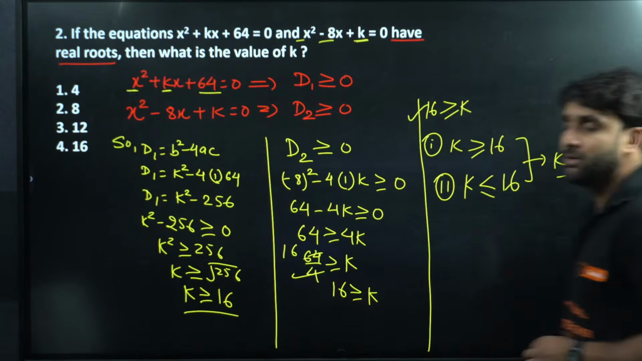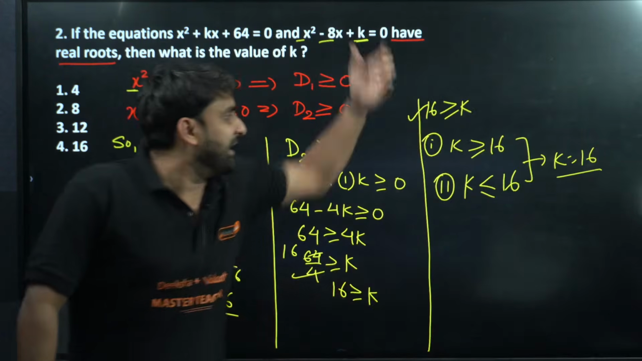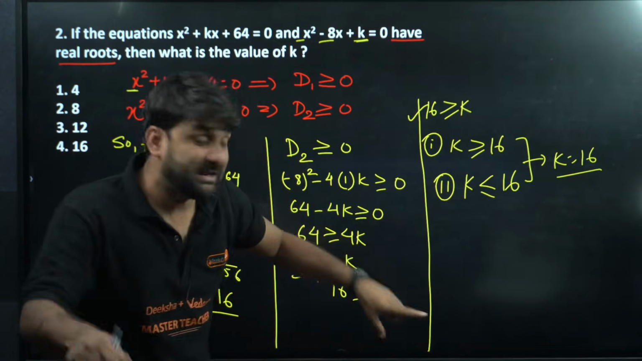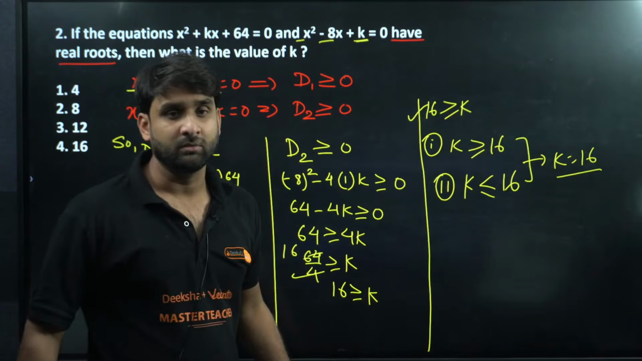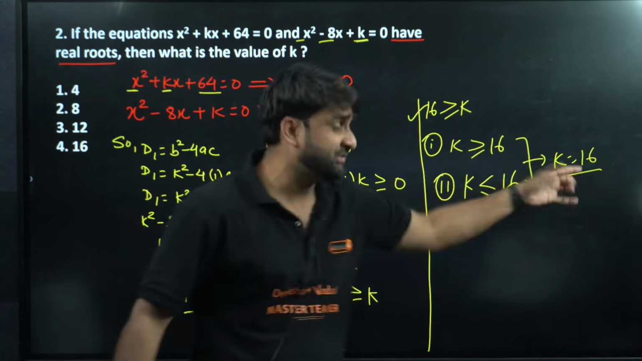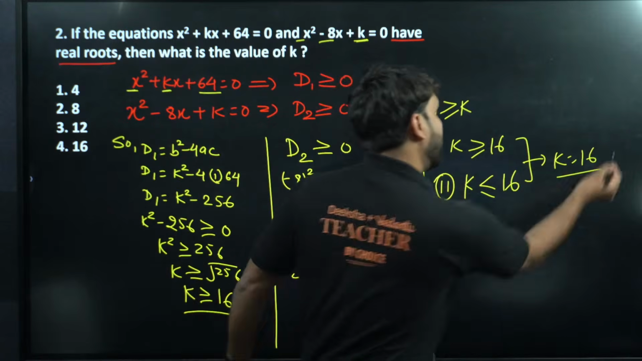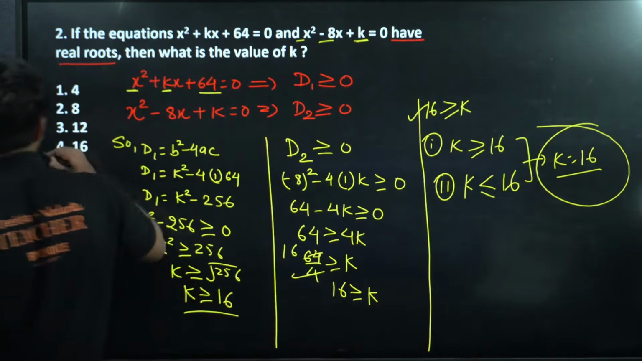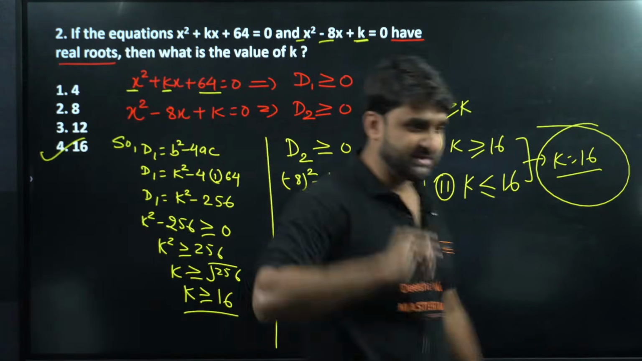Come on, we cannot take individual k is greater than 16, k is less than 16, but equal to is common in both. Are you getting my point? K equals to 16 is common in both. So that's why k equals to 16 is the answer.